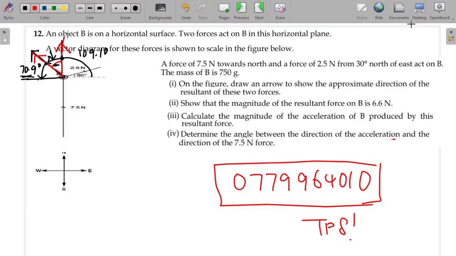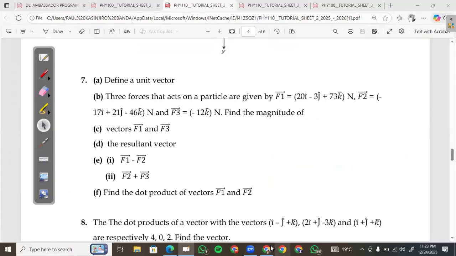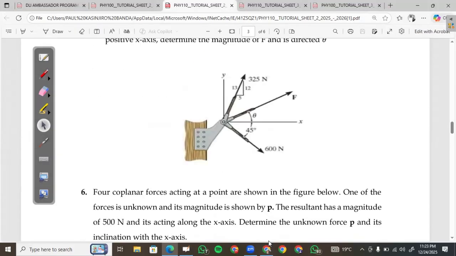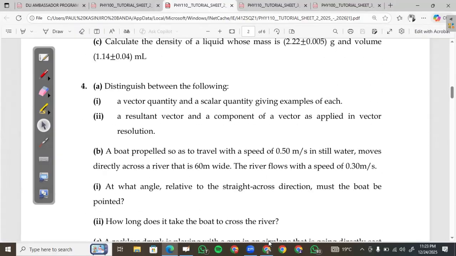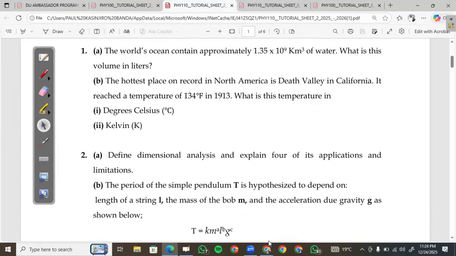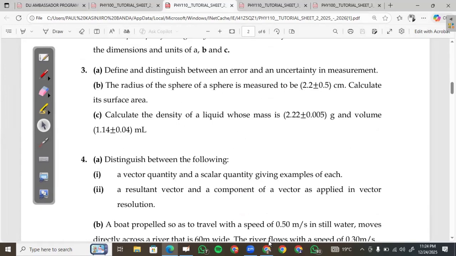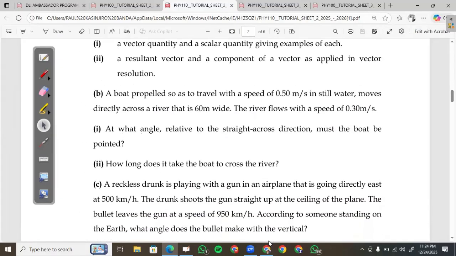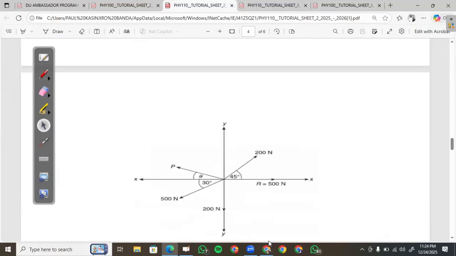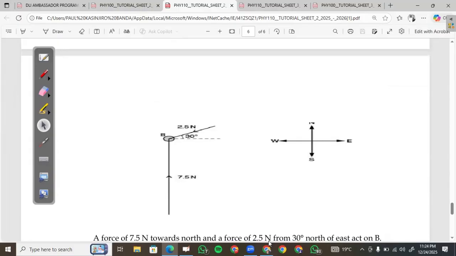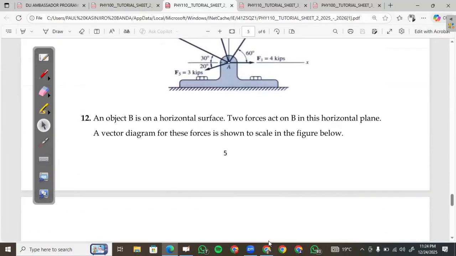Let me show you the website for those who do not know it. I was solving questions from this tutorial sheet here. So I started from question 1, and from question 1 here to dimensional analysis, there were uncertainties, unit conversions, and vectors. I've solved all the questions up to question 12. This was the last one we were solving, question 12.